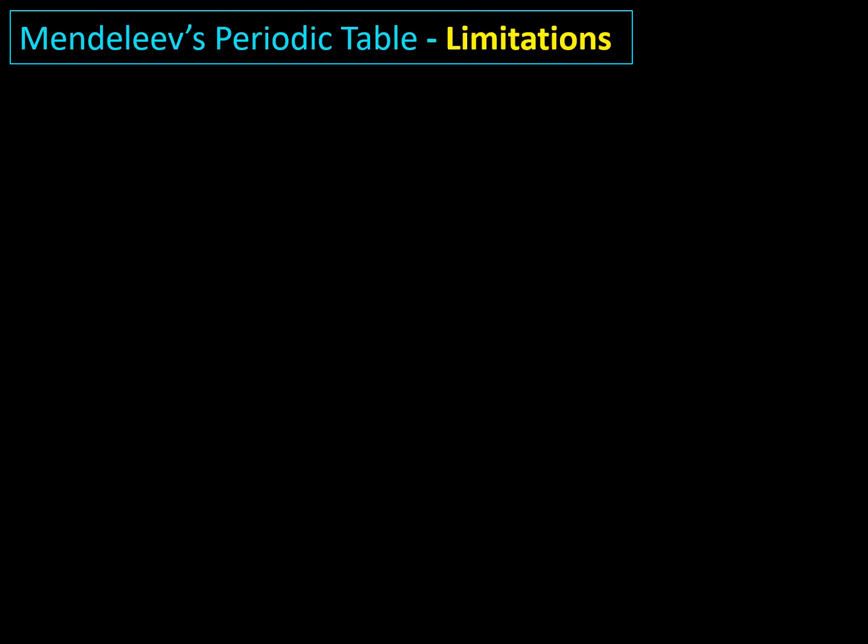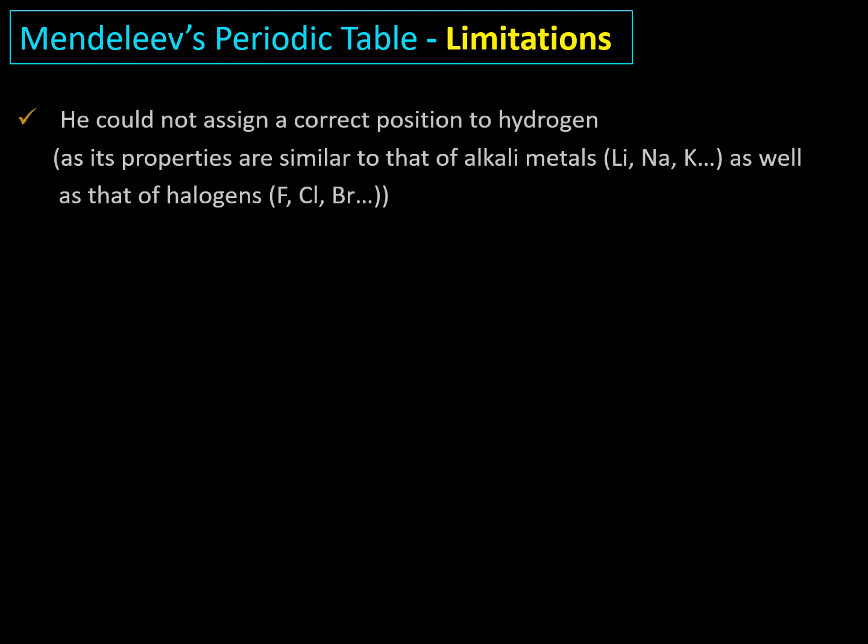Limitations of Mendeleev's periodic table. Mendeleev could not assign a correct position to hydrogen because hydrogen showed properties similar to those of alkali metals as well as halogens, because of which the group to which hydrogen exactly belongs was not clear.